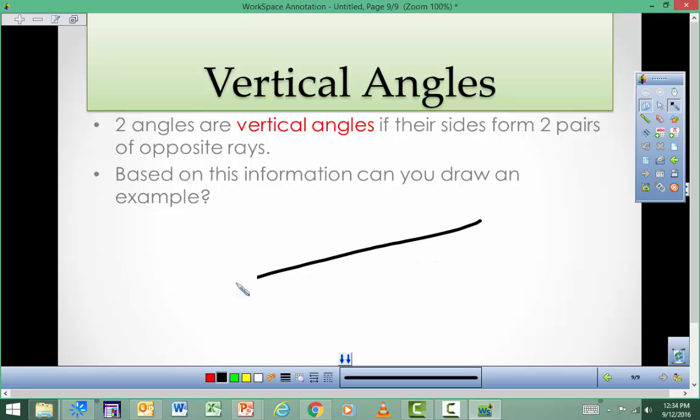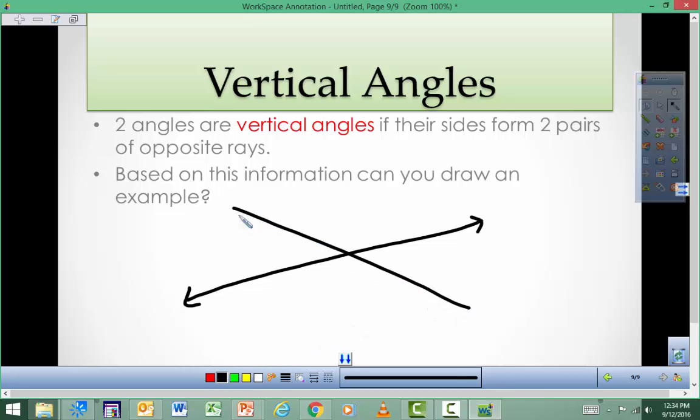Vertical angles. There's one line. Then you draw a second line, like that. Okay, the vertical angles are these, the green ones. We would say these two angles are vertical angles. And you also might think of these red ones as vertical angles. Okay? Now, let's go back and see if this definition works.